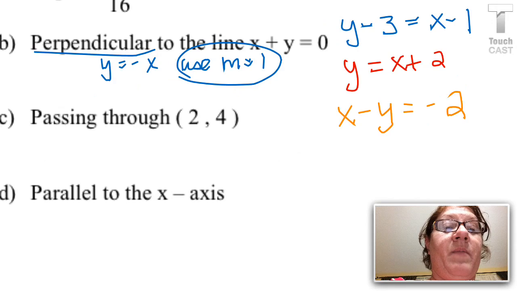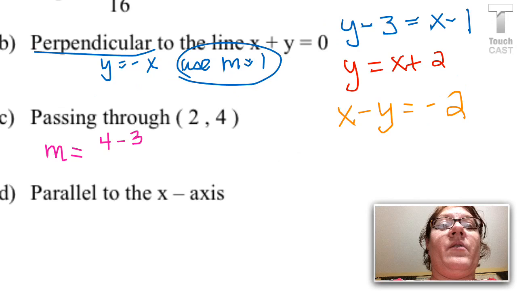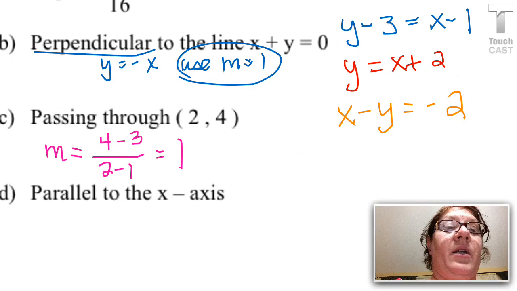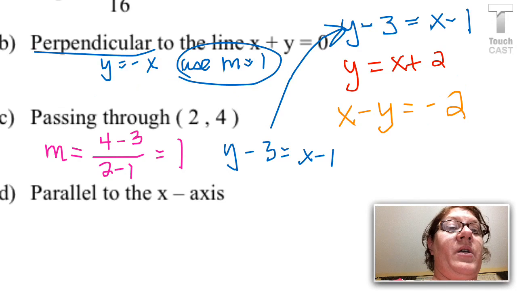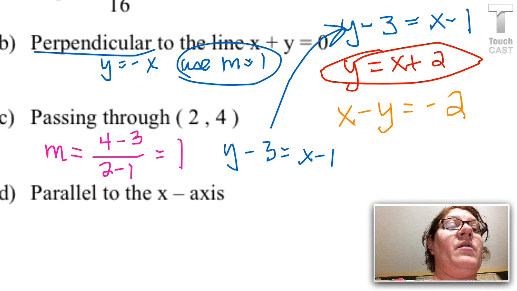On the next one, since they give me another point, of course the first thing I have to do is find slope. So I'm going to use my slope formula. Again, the difference in the y's over the difference in the x's. So I get a slope of 1. And again, I'll start out with point slope form. And these answers, oh wow, look at that. It's the exact same as this one. So my y equals mx plus b will look exactly like this, and my standard form will look exactly like this.